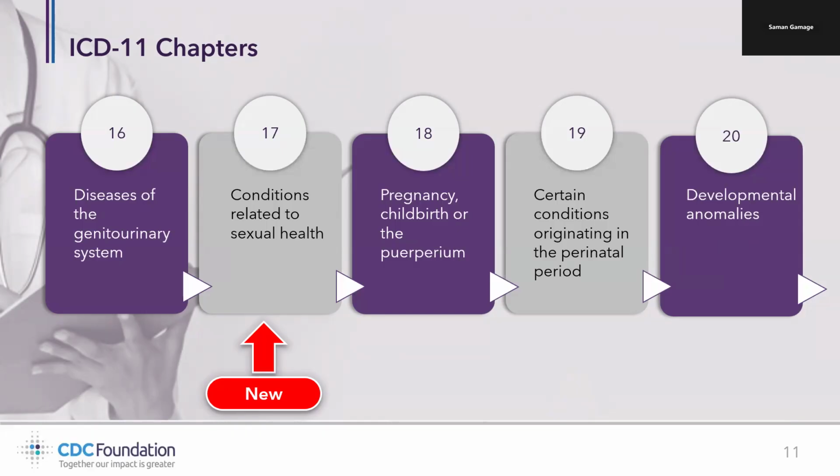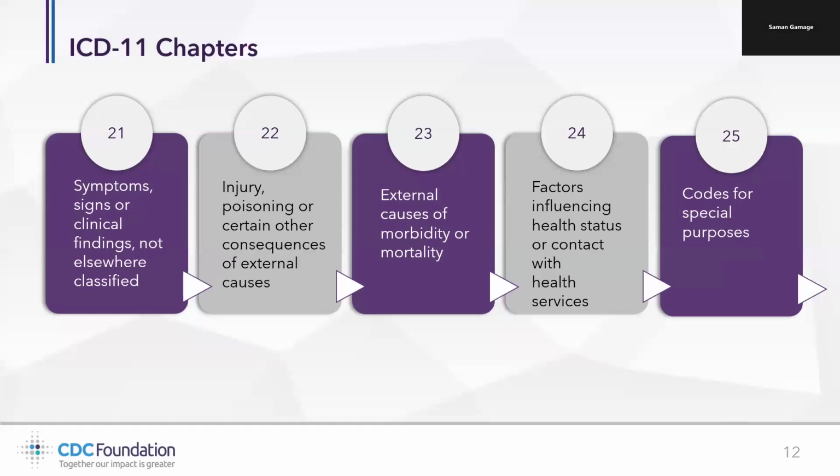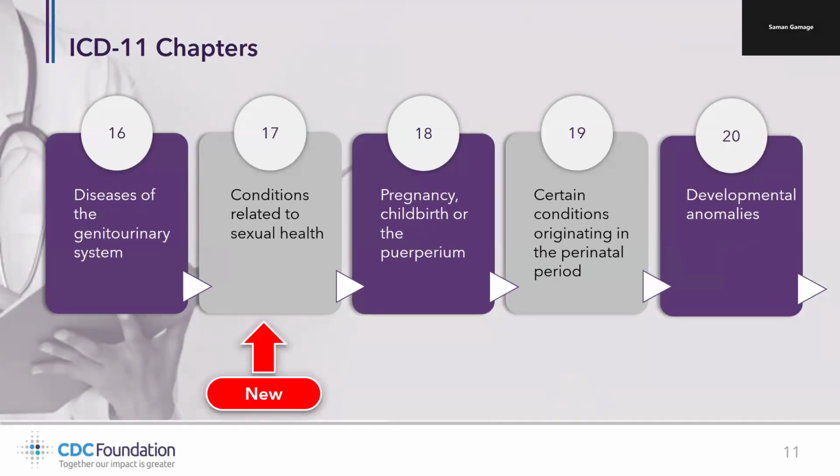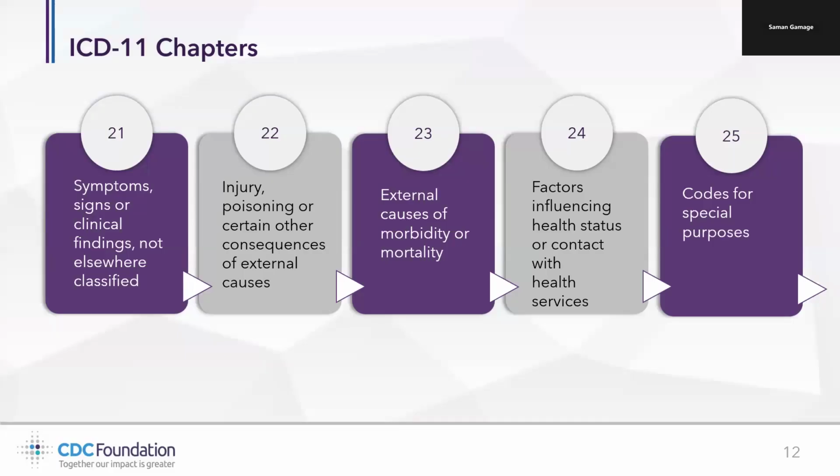Chapter 18, pregnancy, childbirth or the puerperium. Chapter 19, certain conditions originating in the perinatal period, and Chapter 20 covers developmental anomalies. Chapter 21, symptoms and signs. Chapter 22 is the chapter for injury, poisoning or certain other consequences of external causes. Chapter 23, external causes of morbidity or mortality. Chapter 24, factors influencing health status or contact with health services. Chapter 25, codes for special purposes.